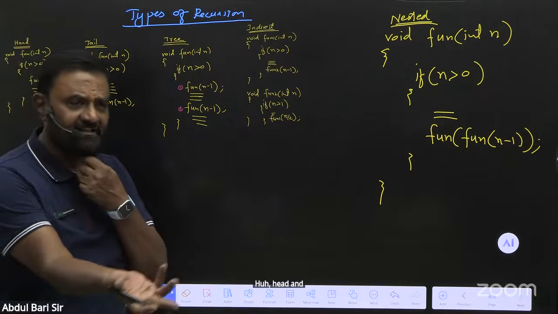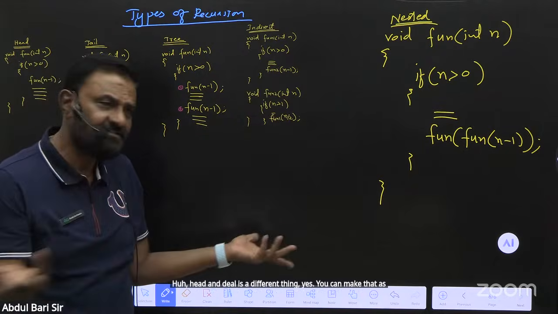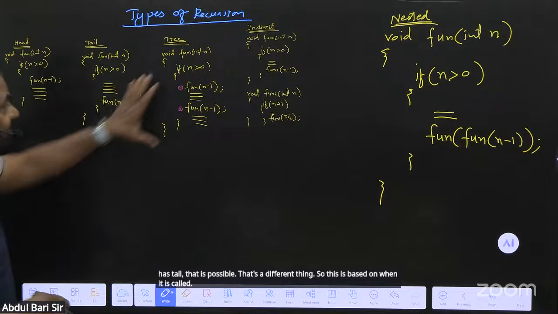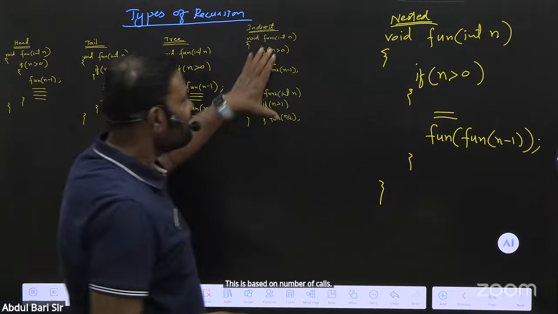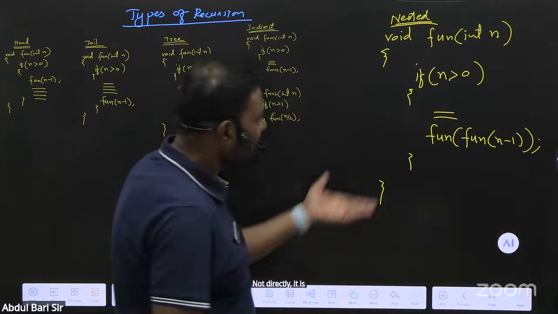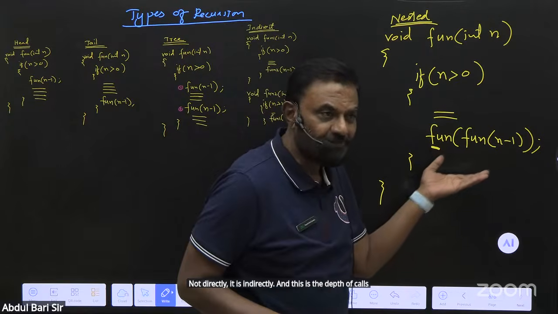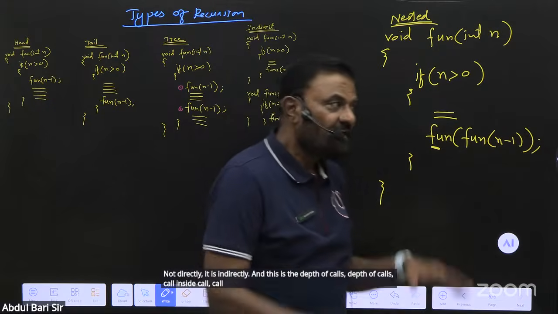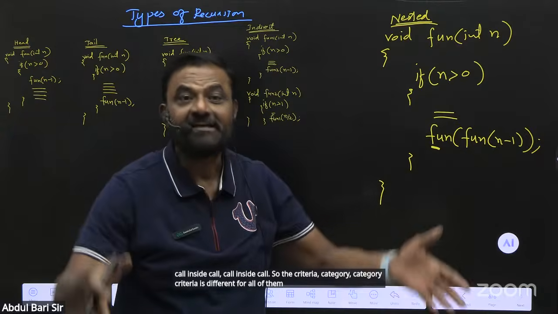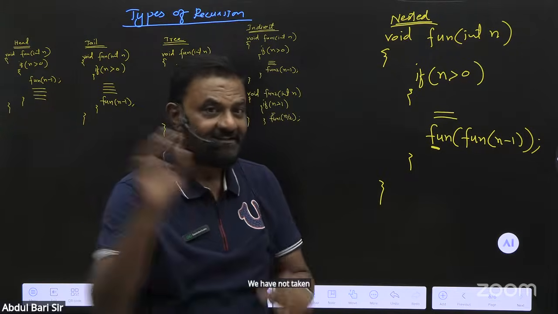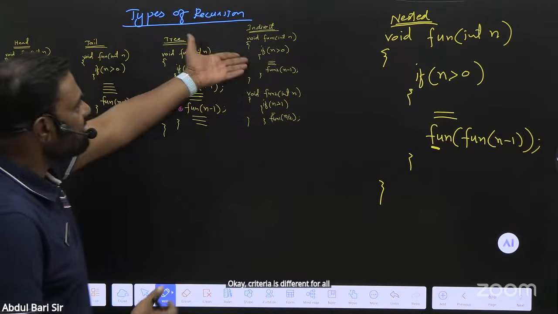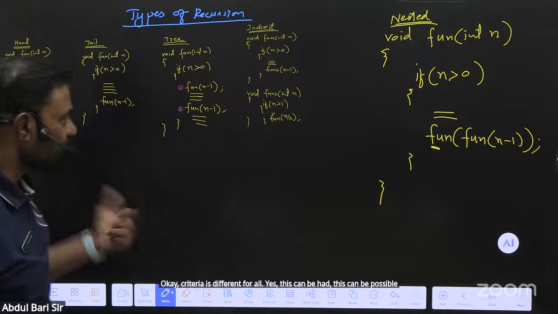Head and tail is a different thing. Yes, you can make that as head, this as tail. That is possible. So this is based on when it is called. This is based on the number of calls. This is based on the way it becomes recursion, not directly, but indirectly. And this is the depth of calls. Call inside call, call inside call. So the category criteria is different for all of them. We have just seen the names. We have not taken a single criteria for defining all of them.